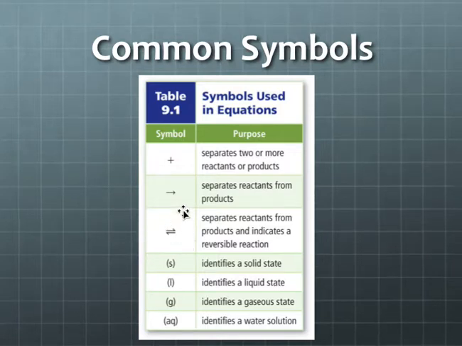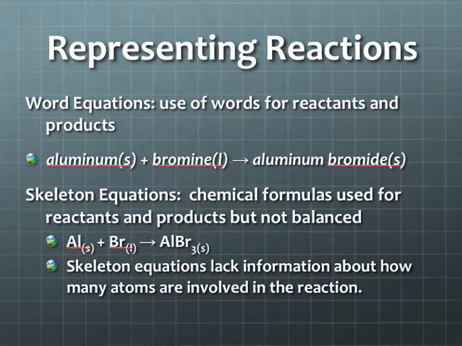Now, there is such a thing as a double arrow, which just means the reaction is reversible. This is actually quite common, but we're not going to really get into this too much in first year. The last four symbols that we see here are physical states. Solid, liquid, gas, aqueous, all pretty common. And they have to be specific to the compound or the molecule listed in the equation.